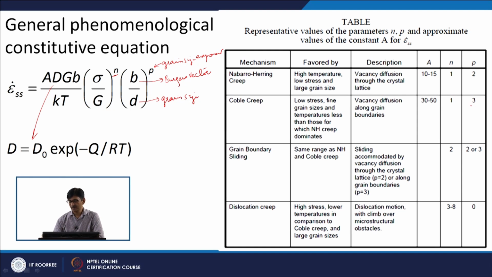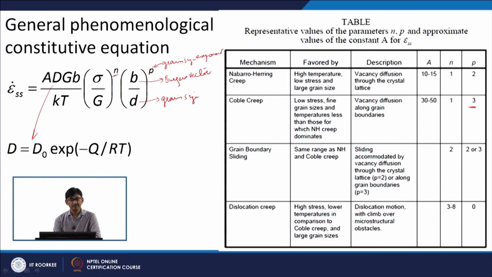So, you can see that in Coble creep the grain size is dominant, and that is why you have a higher value of exponent here. Grain boundary sliding is favored in the same range as NH and Coble creep, with sliding accommodated by vacancy diffusion through the crystal lattice. In this case N is equal to 2 and P is 2 or 3. So, 2 for coarse grain material, 3 for fine grain material.